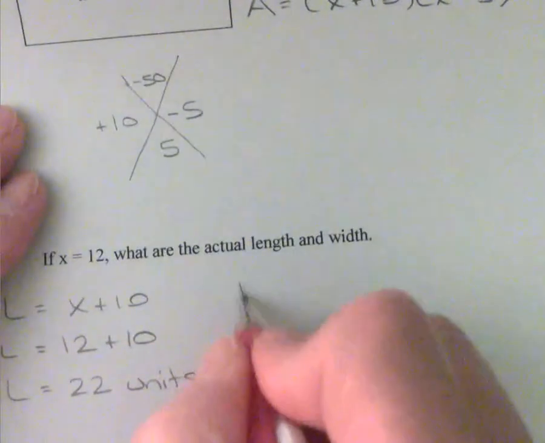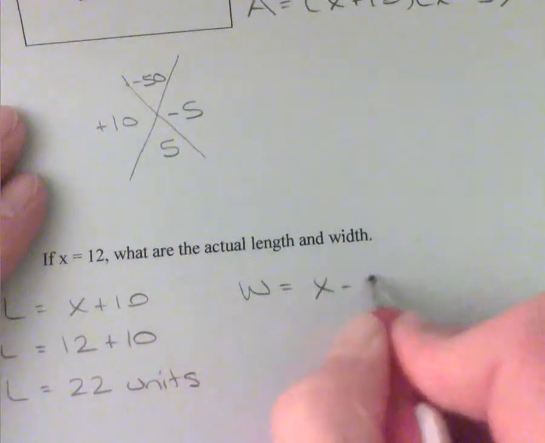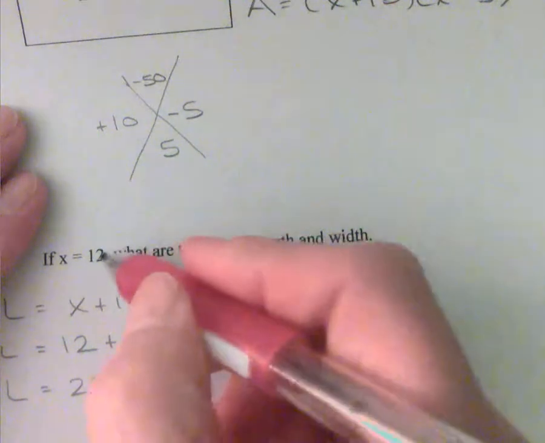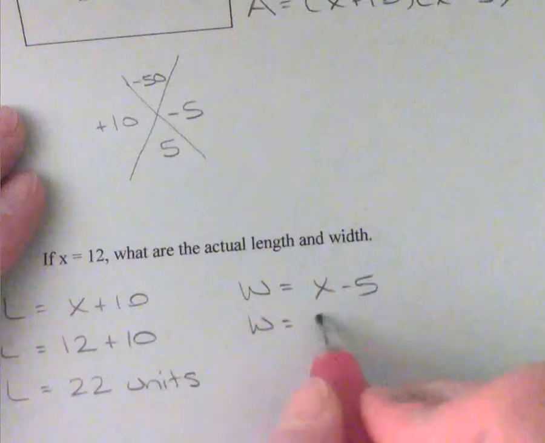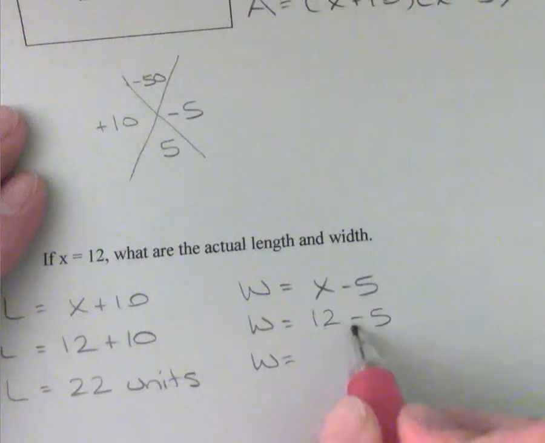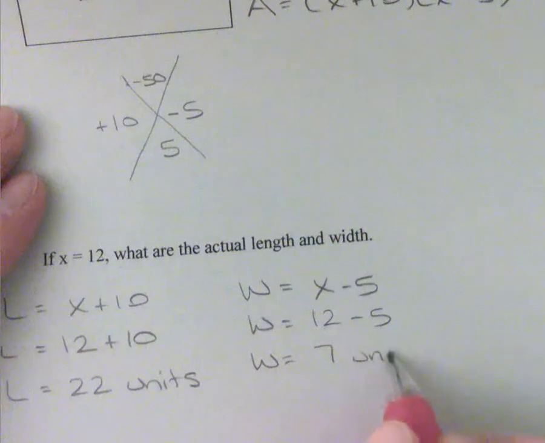I chose my width to be x minus 5. So again, I'm going to replace x with 12. So I have 12 minus 5 is 7, and I'm going to say 7 units.